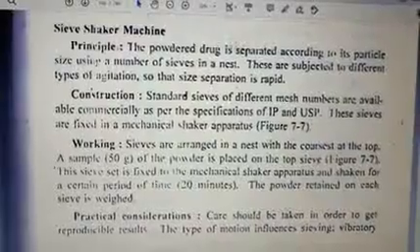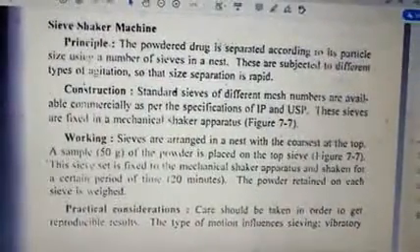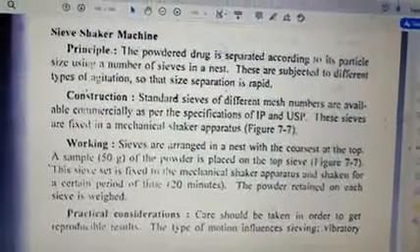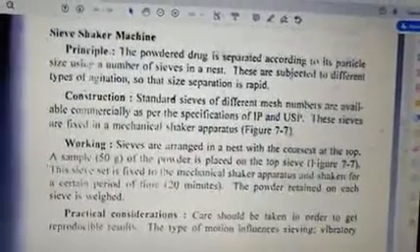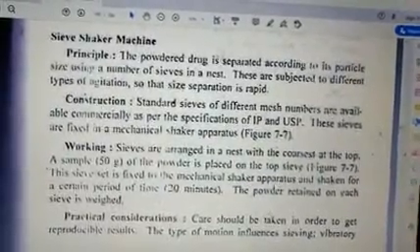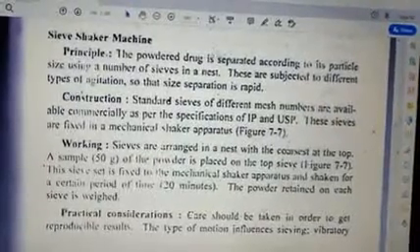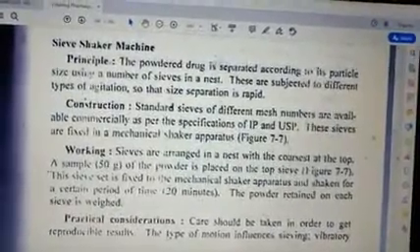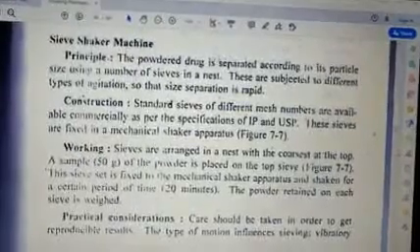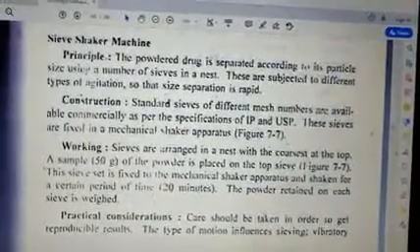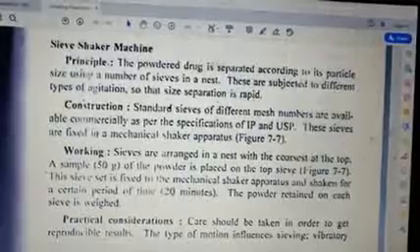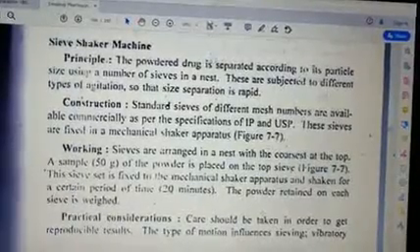So we will see the first one, that is the sieve shaker machine. You have to study it in a similar way: the principle, then the diagram, then you can write construction and working, then advantages and disadvantages. What is the principle? The powdered drug is separated according to its particle size using a number of sieves in a nest, that is your sieve. These are subjected to different types of agitation.